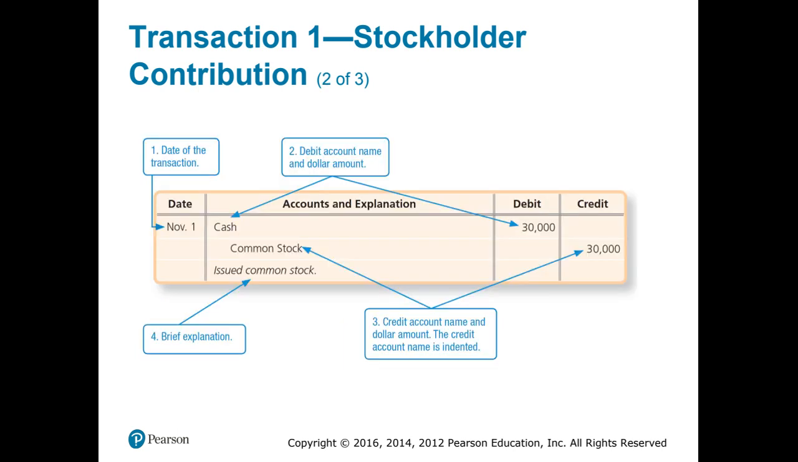When we journalize this transaction, we are going to put the date of the transaction, the date that it occurred. In this example, it was November 1st. We're going to put the accounts that were involved. So our cash account, our common stock account. Our cash account was debited, common stock account was credited. And then we're going to put a brief explanation down here explaining what happened within this journal entry. In this case, we issued common stock.